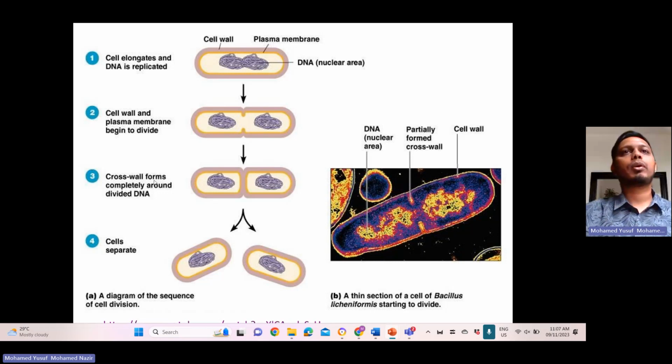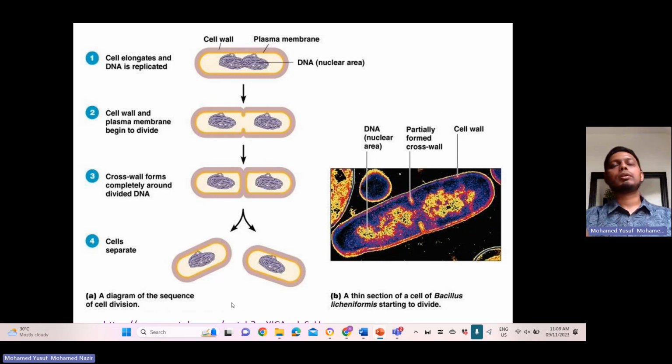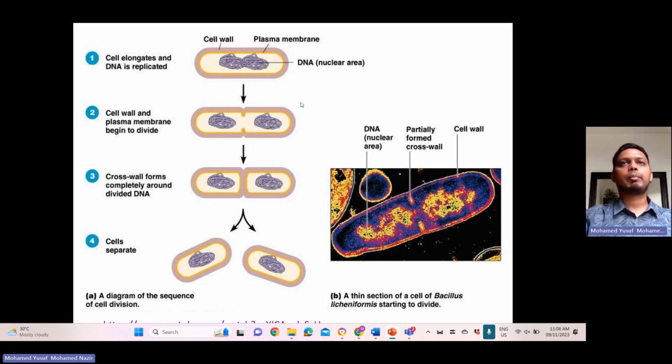The cross wall will form completely and divide the DNA, and then the cell begins to separate to form two daughter cells. The characteristics of the mother cell will be exactly similar to the daughter cell, unless there is any mutation happening to the cell. So I have included the link for a YouTube video. Maybe you can also check from the YouTube video.